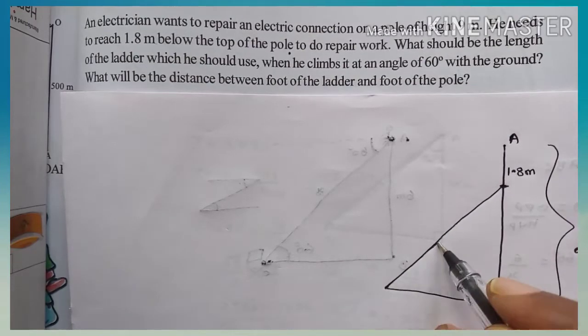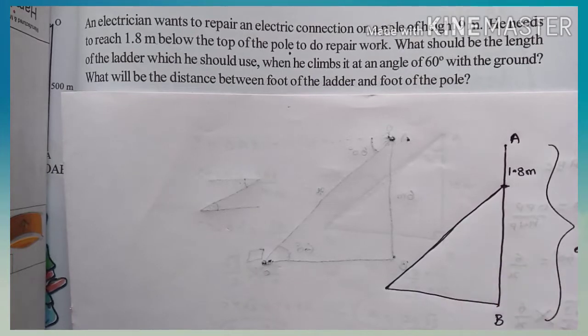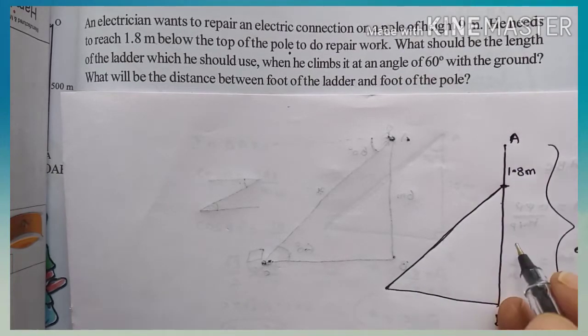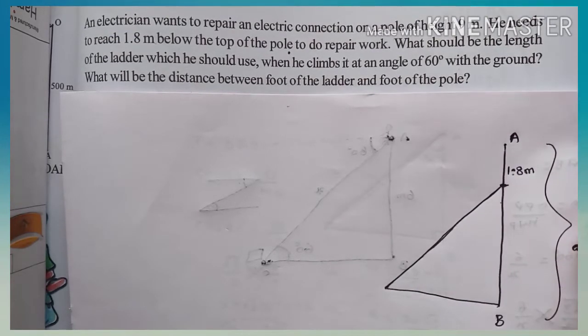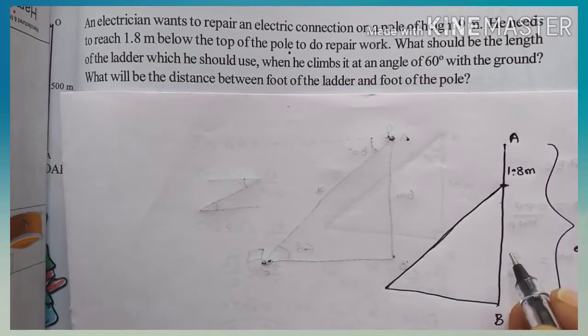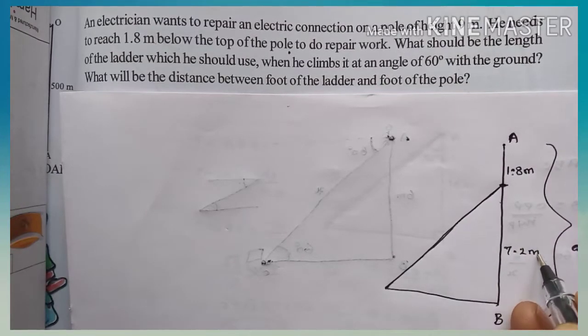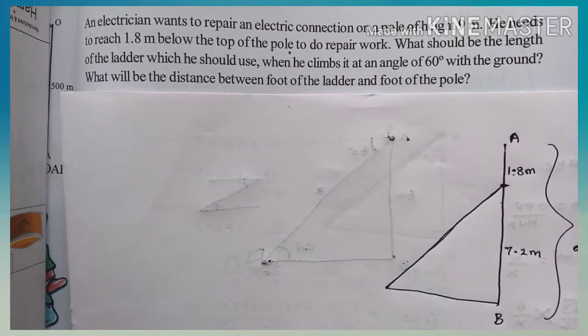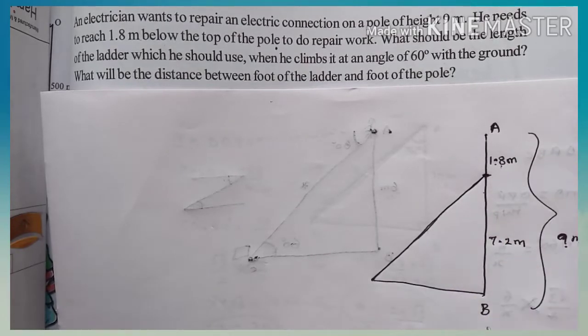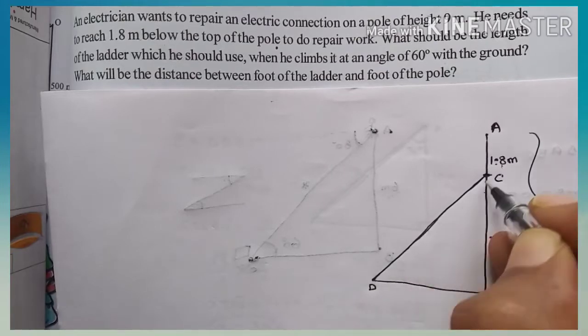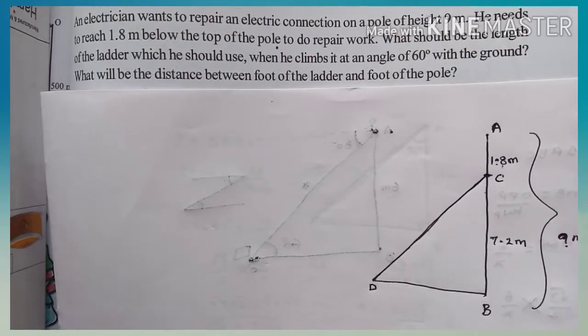So this is a ladder placed against the wall, which is 1.8 meters below the top of the pole. The remaining value out of 9 is 9 minus 1.8, which is 7.2 meters. Out of a total of 9, 1.8 here and 7.2 here. Now AB is completed. Here we can write the points C and D. We can say that CD is a ladder.